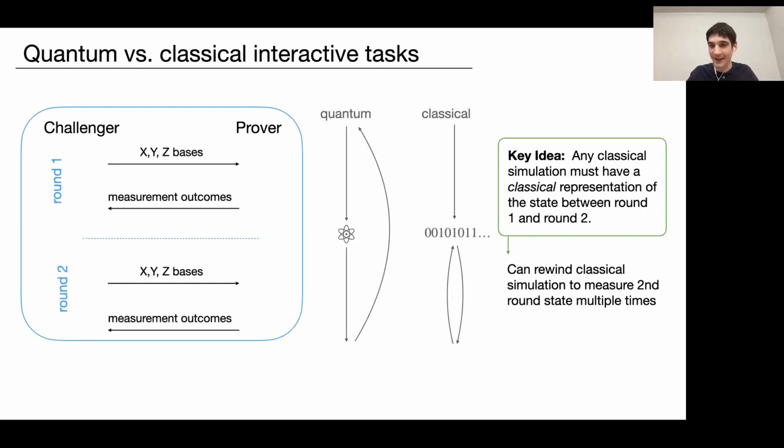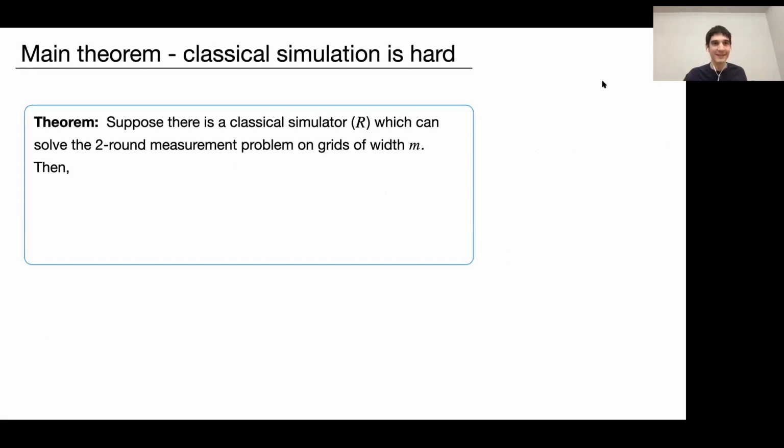That's the interactive task. So I'm going to state the theorem again in slightly more formal terms, now knowing what exactly this interactive task is. Suppose that we had some classical simulator R, which solves this 2-round measurement problem I just mentioned on grids of width m. Then if m equals n, so imagine that the cluster state that we started with was an n by n grid. It's a square grid.